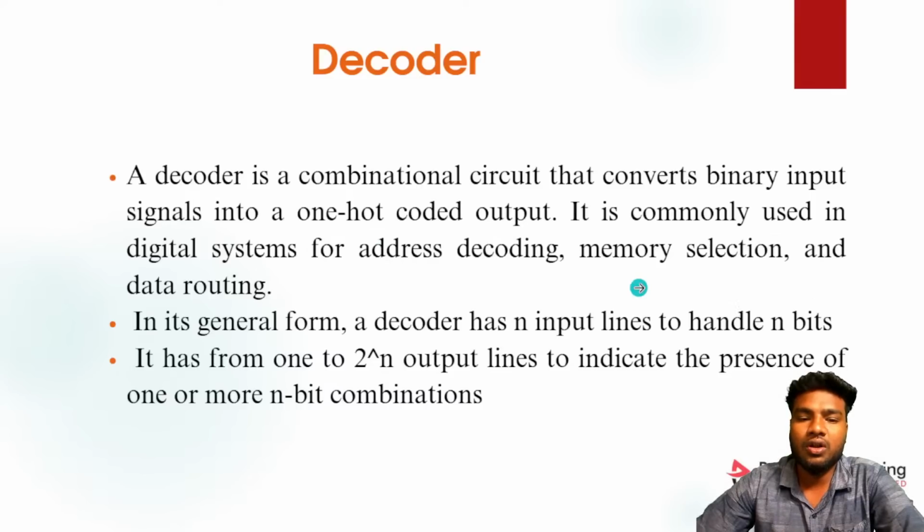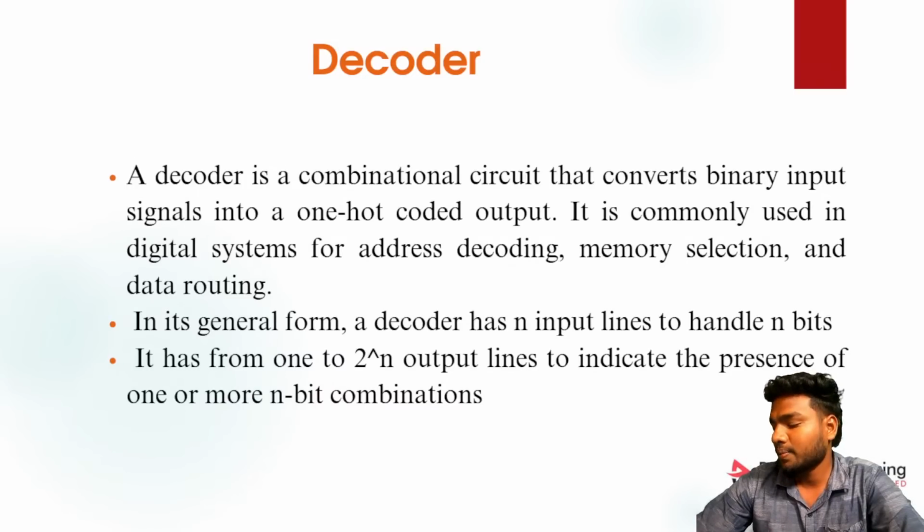Basically, a decoder works as a combinational circuit that converts binary input signals into a one-hot coded output. One-hot coded output means that in your output only one bit is high. If your output looks like 0010, it has only one bit high. This is called a one-hot coded output. So this is a decoder.